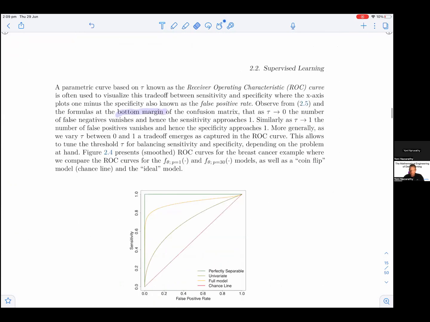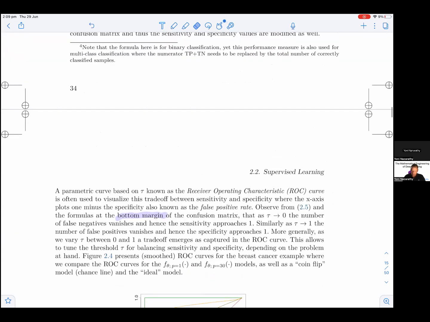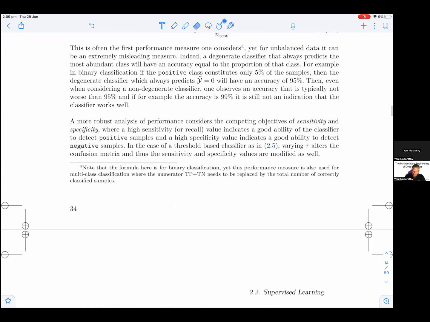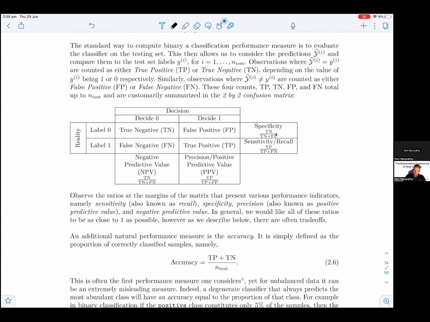Similarly, on the other end, if tau goes to 1, the number of false positives vanishes because you take everything as negative, so you don't have any false positives. You never declare positive falsely, and the specificity approaches 1. So you're not going to have anything here, so this is 0, and specificity approaches 1, no matter what.